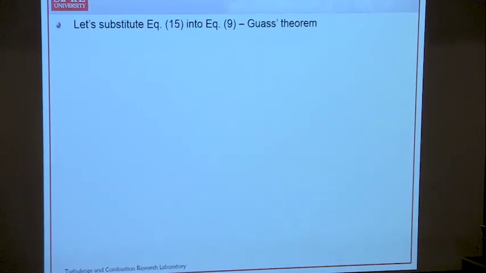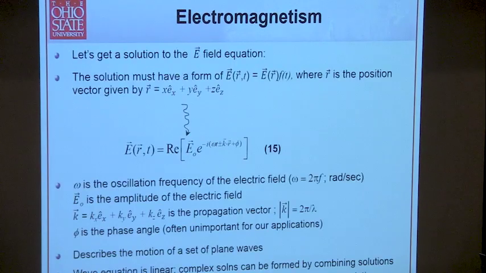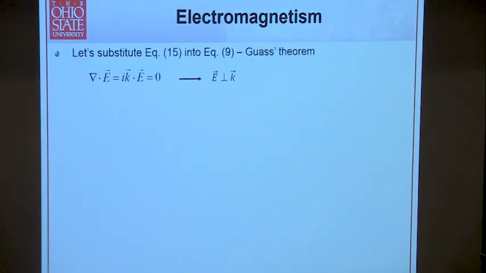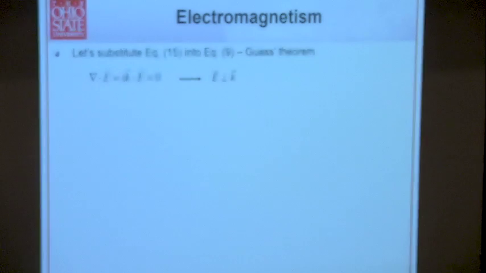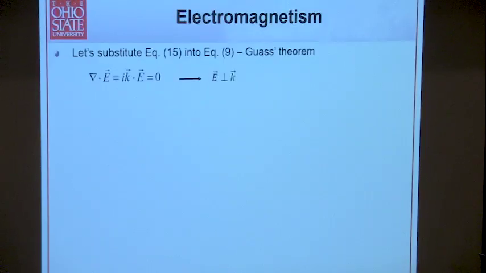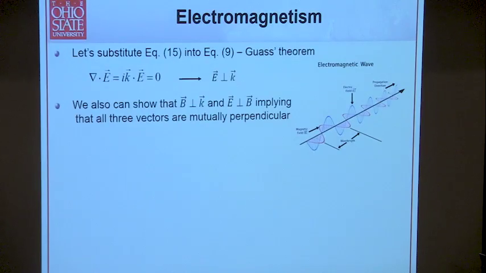So let's substitute our solution into Gauss's theorem. If you put in the fact that del dot E is equal to 0, and put that solution in, you get i times K dot E has to be equal to 0. And so this implies that E and K are perpendicular. Okay? And you can also show that the magnetic field is also perpendicular to K, and that the magnetic field is perpendicular to E. So all three of these vectors are mutually perpendicular.